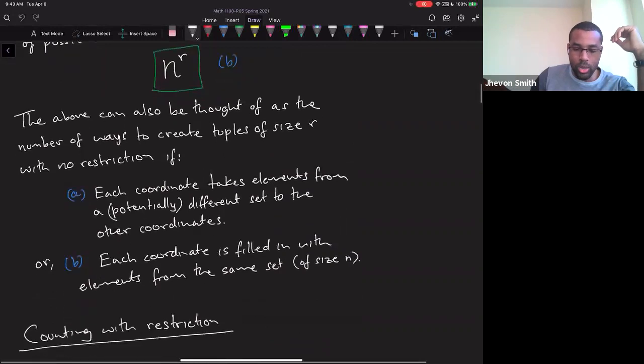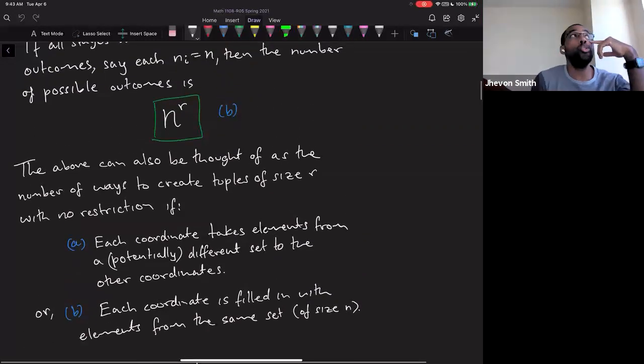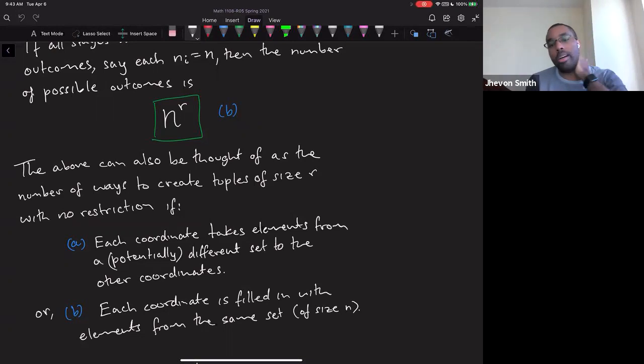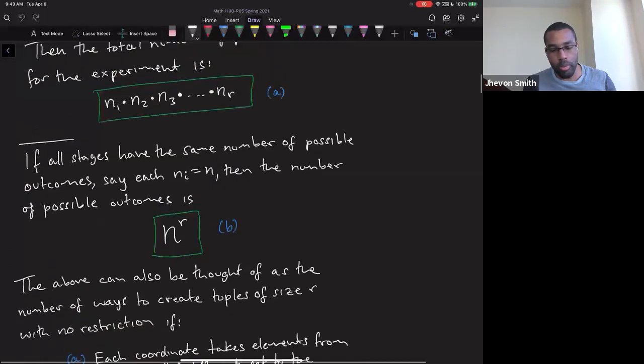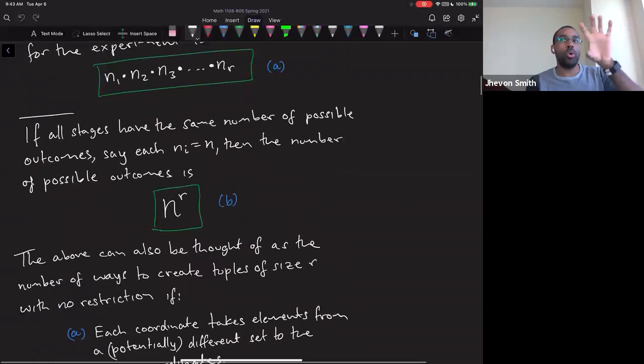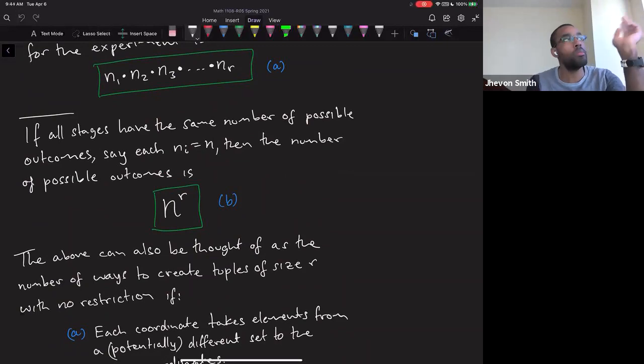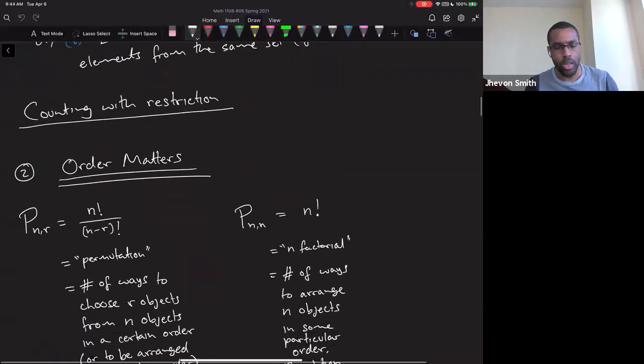You can also think of this as a way to generate tuples without a repetition restriction, right? So free reign. Formula A would come in if for each coordinate of your tuple, you pick an element from a different set. Formula B would come from each coordinate in your tuple where you're picking an element from the same set. Right, so that is how you can do it.